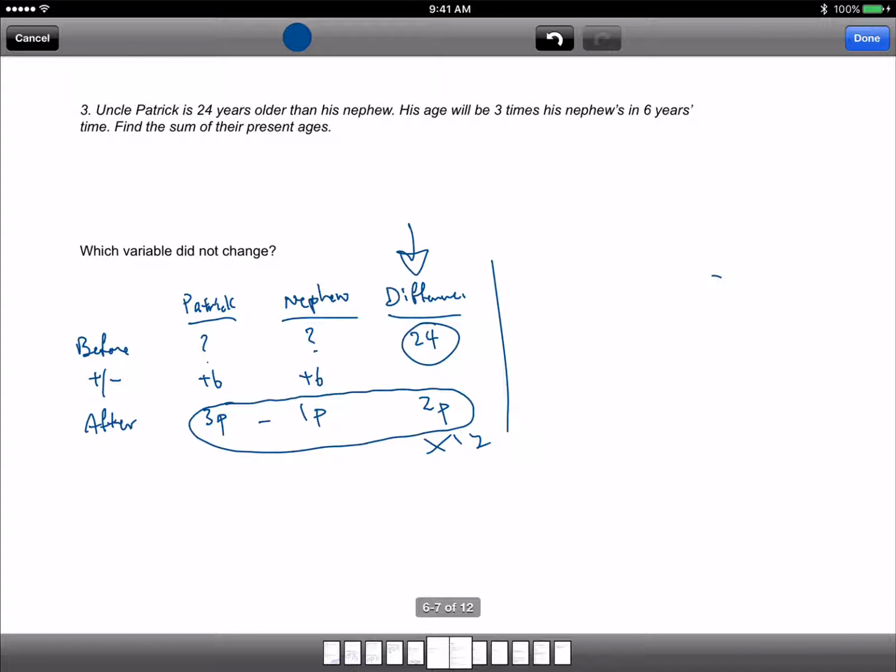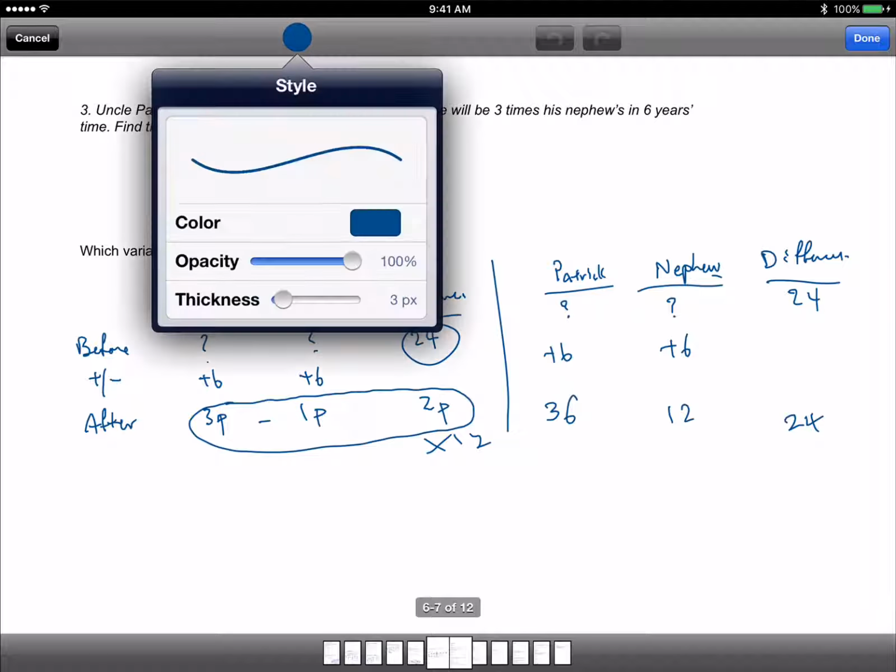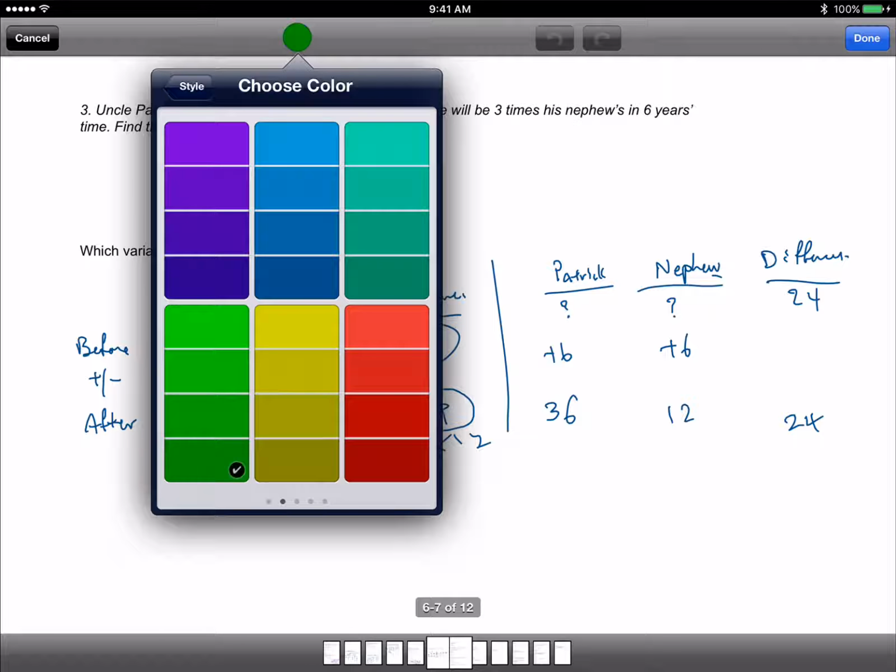Right, so let's see how to do that. Multiply by 12. So we have Patrick again, nephew, and the difference 24 here becomes 24, right? So this is still a question mark, but plus 6, this becomes 12, this is 36, so question mark plus 6. And now I can try to work backwards. So how do I work backwards? Let's take a look, okay?